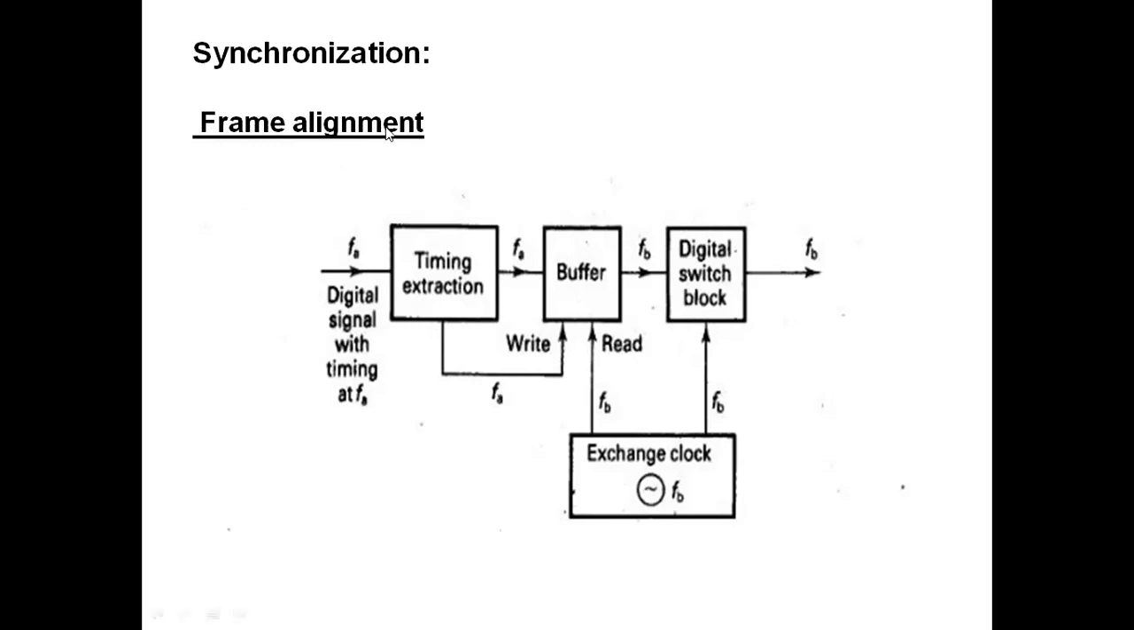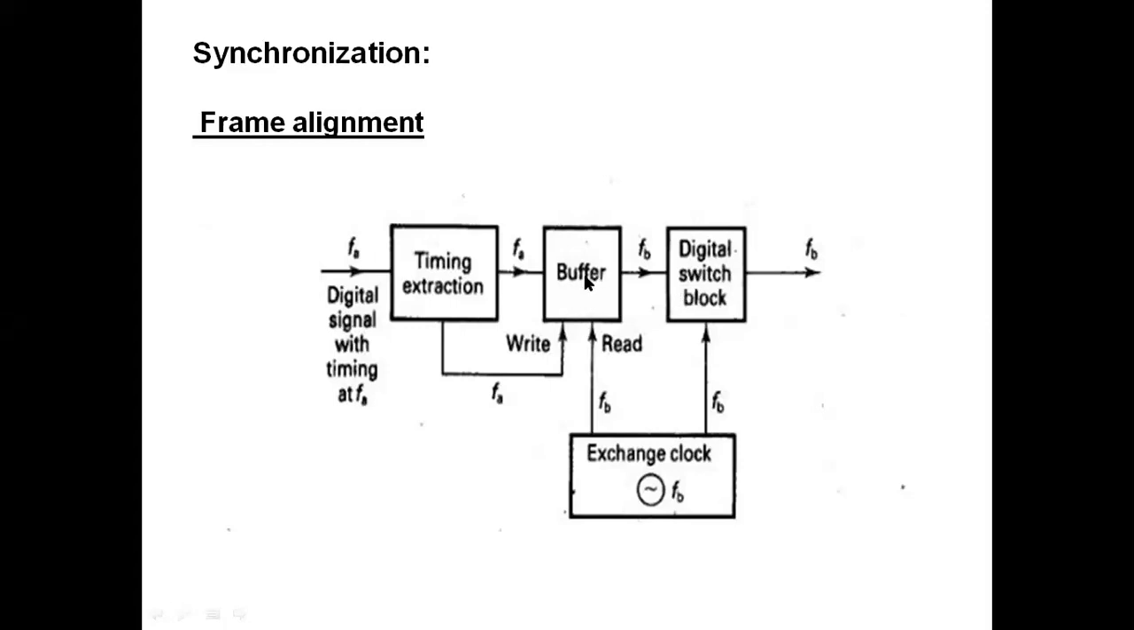This misalignment can be controlled using the frame alignment technique. This is a setup used at a particular exchange. You have a buffer and an incoming PCM highway. If it is a digital system, it's a PCM highway at a rate FE. FB is the clock frequency of the local exchange. To align the frames of the incoming PCM highway and to match the rate at which it can be processed at the local exchange, we use a buffer.